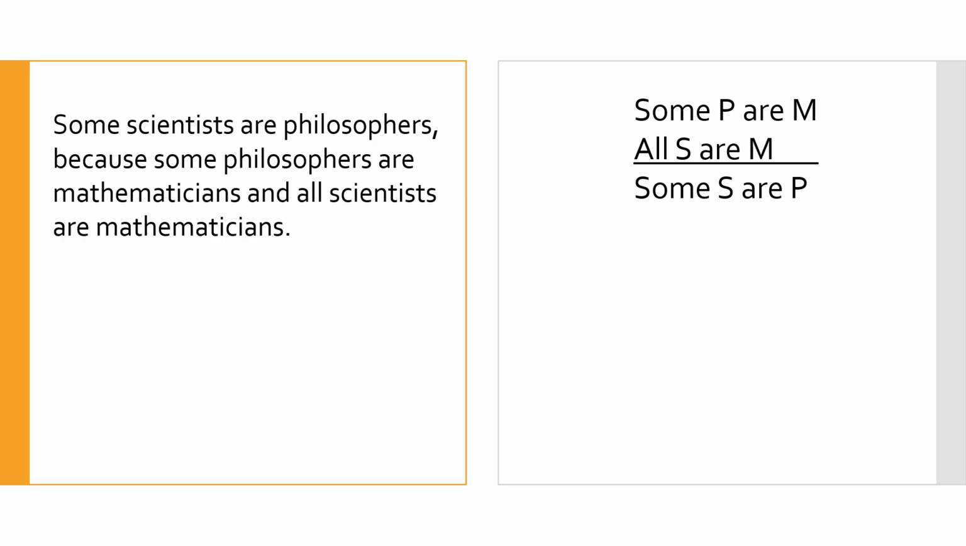And then we want to plug in the rest of these, the two premises. We get some P's are M's, because some philosophers are mathematicians, and all S's are M's, all scientists are mathematicians. So the argument in its standard form, with the major premise on top, minor premise second, and the conclusion on the bottom, is some P's are M's, all S's are M's, therefore some S's are P's. And the mood and figure of this is an IAI2.